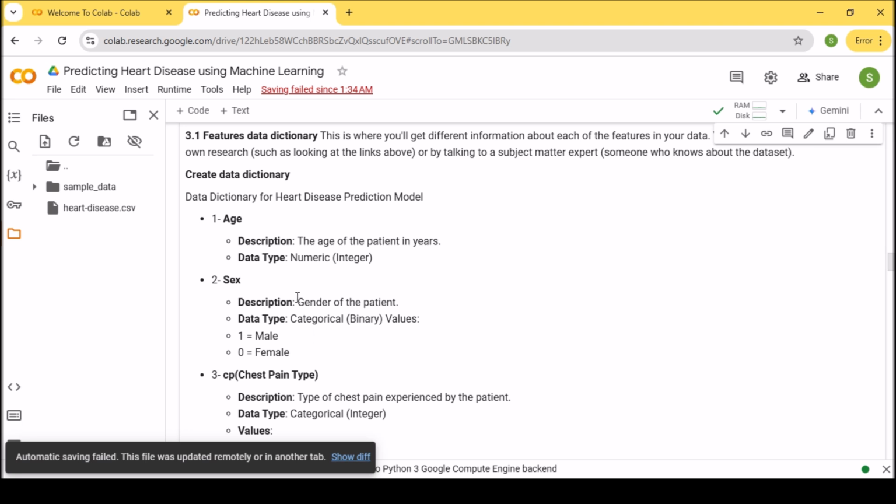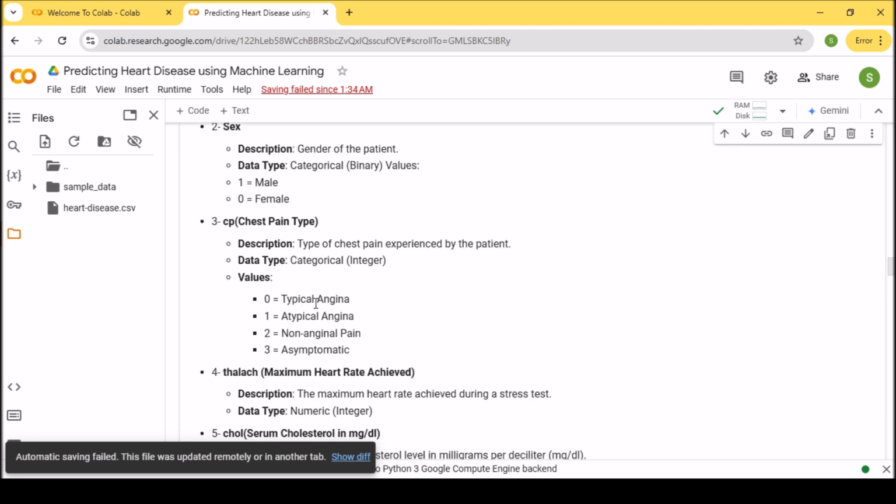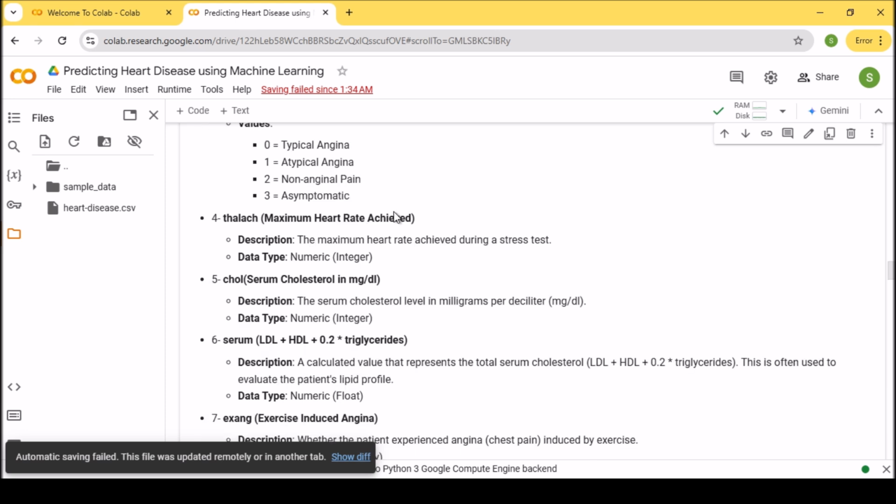Next, we have the CP. When we were saying that it's highly correlated with the target variables. So as you could see, it's more of a categorical integer value. You have different levels here. The thalach is the maximum heart rate that was achieved, and it's numeric. We also have noticed that it's highly correlated with the prediction that we're trying to do.